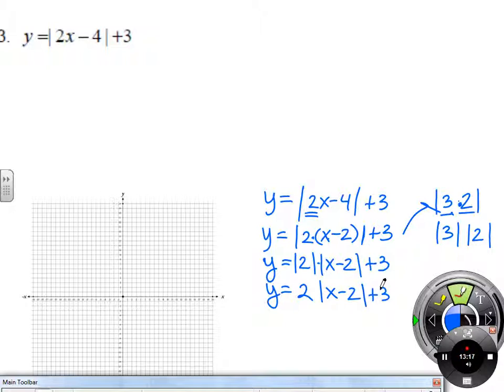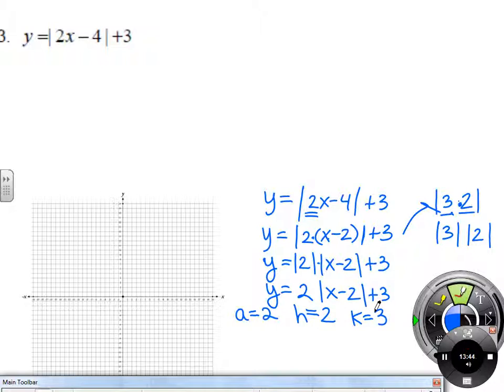Then once you look at it, you should be able to pick out the a, the h, and the k values. All right? So what is the a value in this equation? 2. What is the h value? Positive 2 or negative 2? Positive 2 because it already accounts for a minus sign in the formula. And what is the k value? 3.